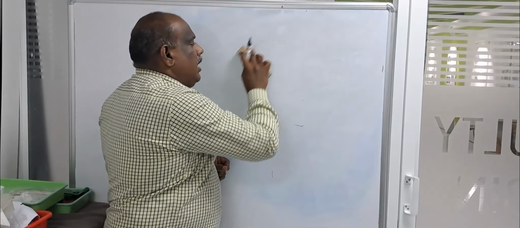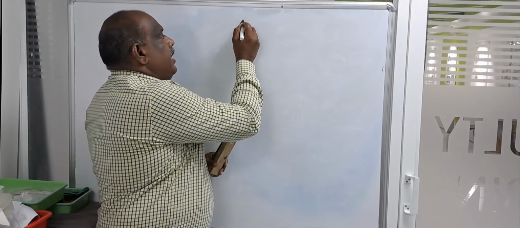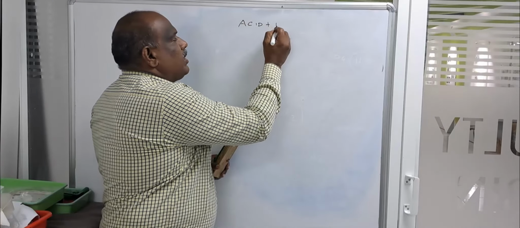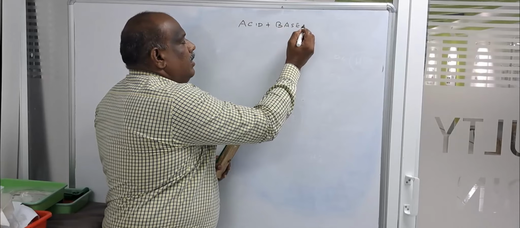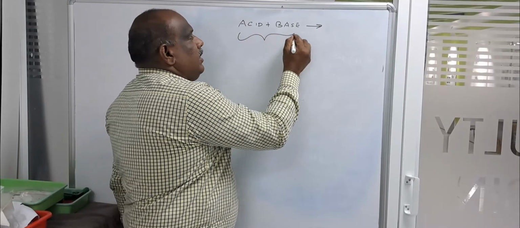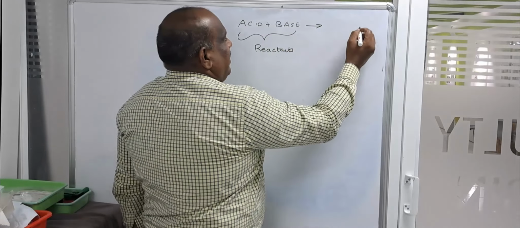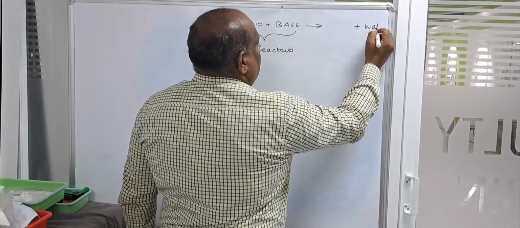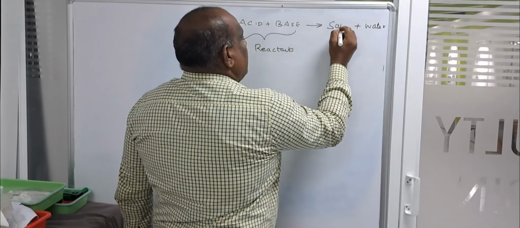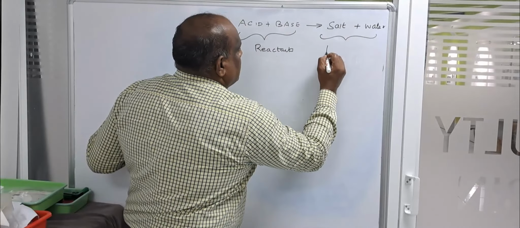Okay, I hope we have covered what is an acid and a base. And one more equation is there. Acid plus base gives what? These are reactants, and what are the products called? Water is there. Very good. You are right, salt plus water. Acid plus base gives salt plus water. These are the products.